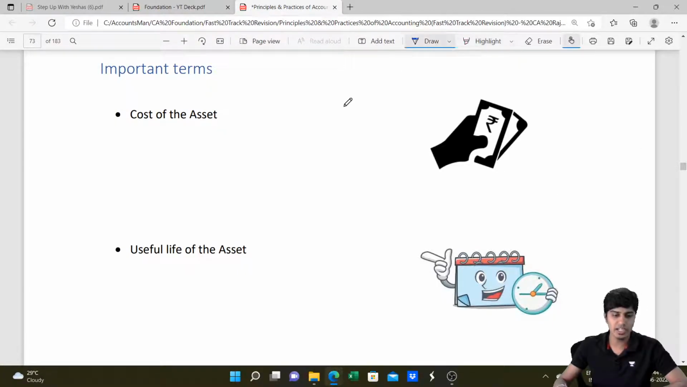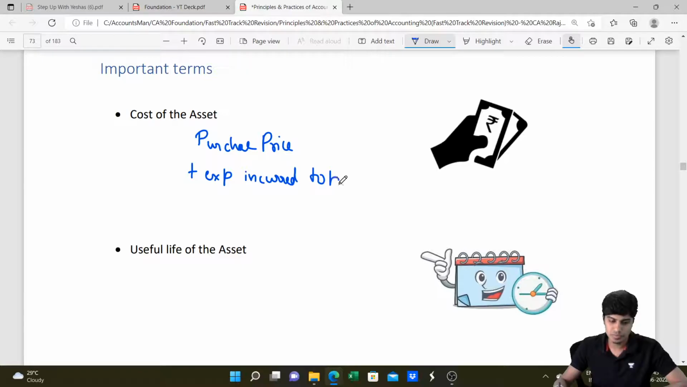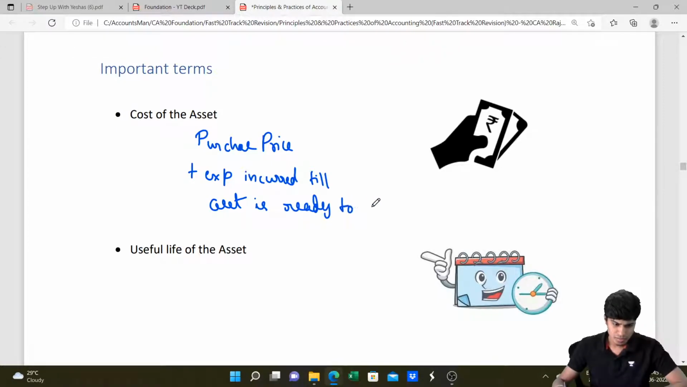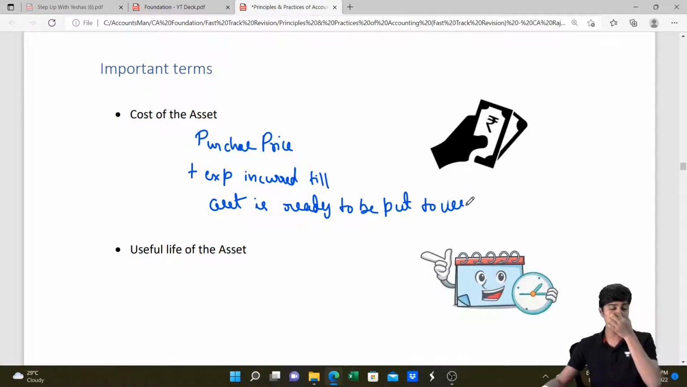So the cost of the asset will include certain items like the purchase price plus all other expenses incurred to bring the asset to the place, or all the expenses incurred till the time the asset is ready to be put to use.